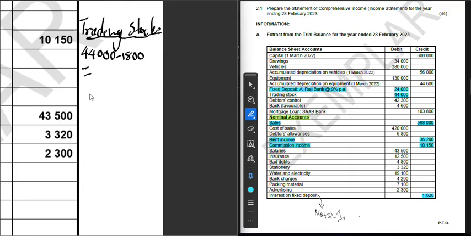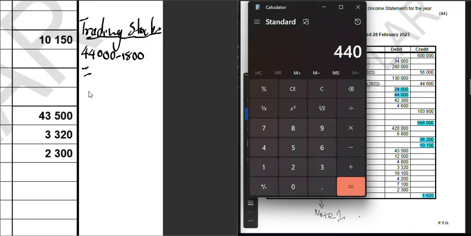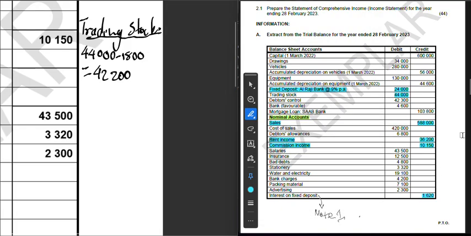Now, let us get the calculator out. That is 44,000 minus 1,800. That gives us 42,200. So we come here and we have 42,200. By looking at this now, we can identify if whatever we have is a trading stock deficit or a trading stock surplus.